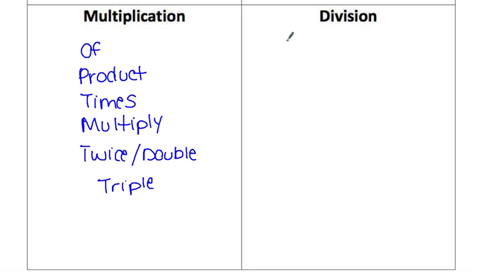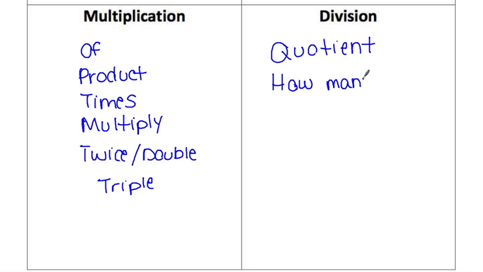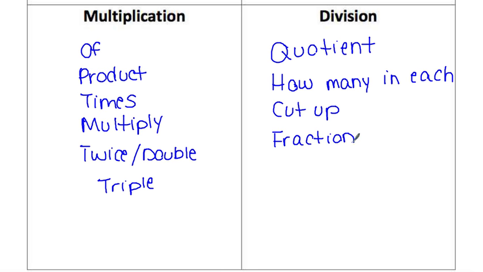The next one is for division, that's quotient. How many in each? Cut up. Fraction, because we know a fraction bar means division. And divide / split. So if you need to, go ahead and glue those down really quick, and then we're going to go on to page 6.